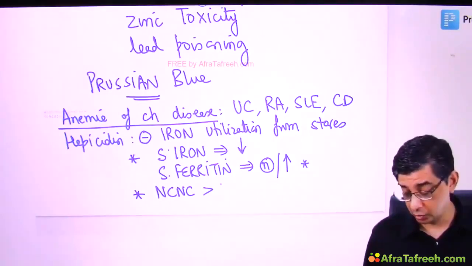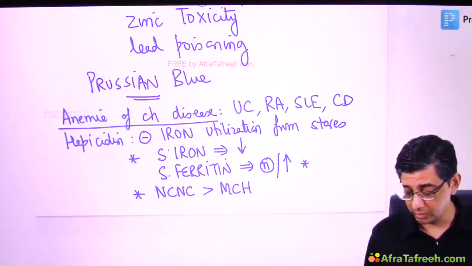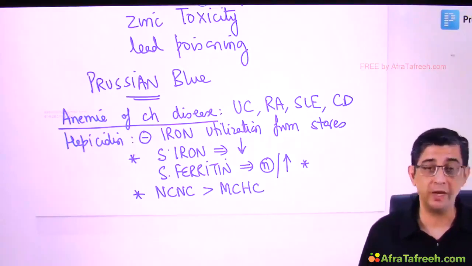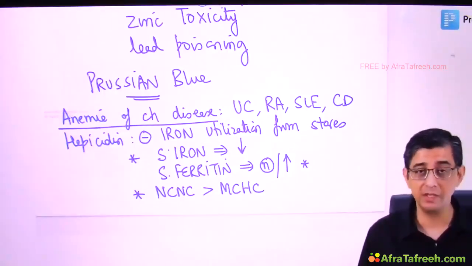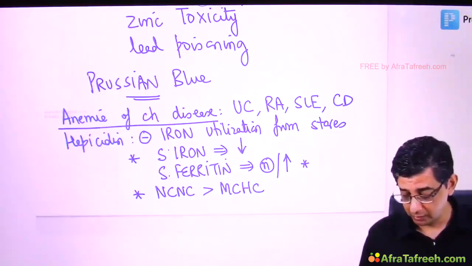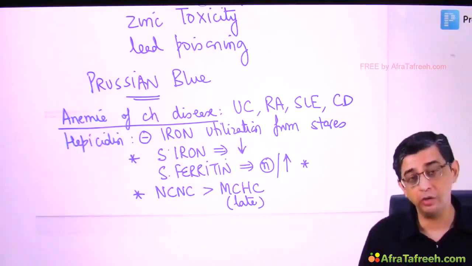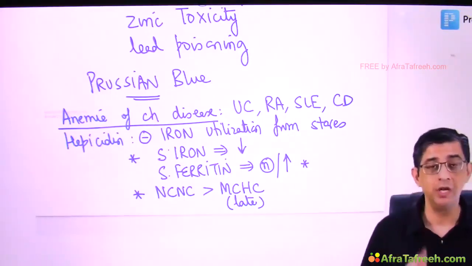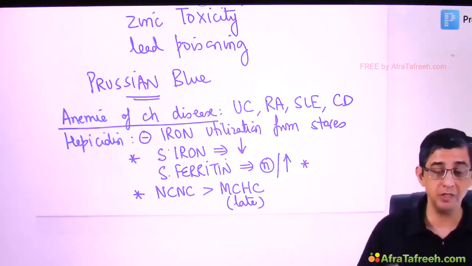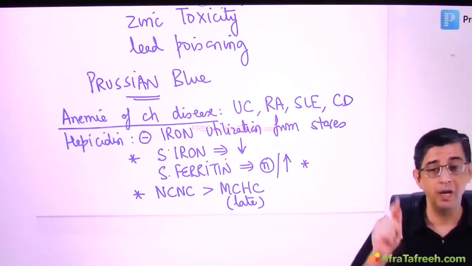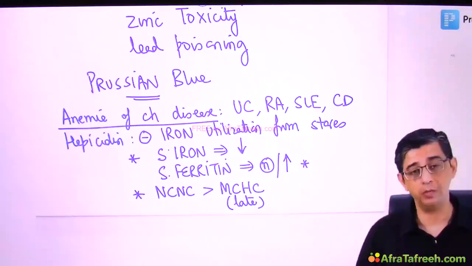You might say, sir, you have discussed or the pathologist has told that anemia of chronic disease is microcytic hypochromic anemia. Yes. Microcytic hypochromic anemia can develop in anemia of chronic disease and is a late manifestation. Initially, it is normocytic normochromic. So in single best response, your answer will be normocytic normochromic. In multiple correct response, anemia of chronic disease is both normocytic normochromic as well as microcytic hypochromic.